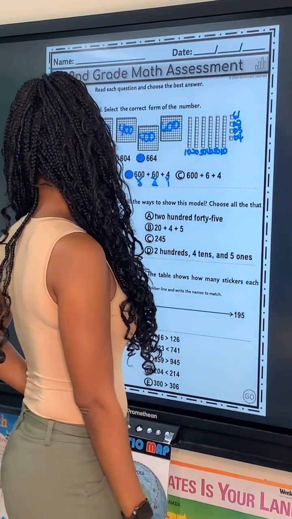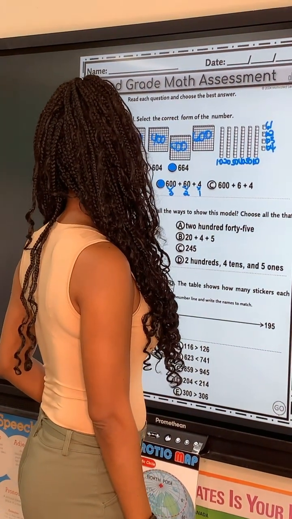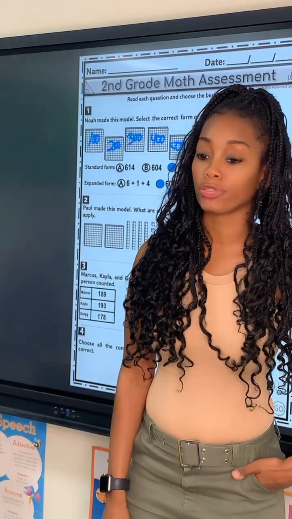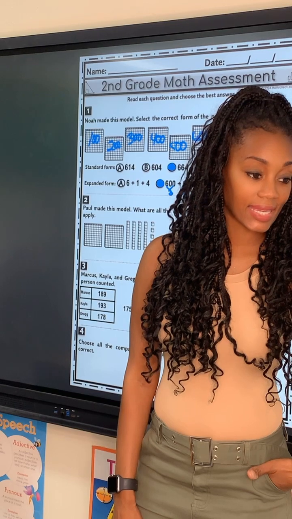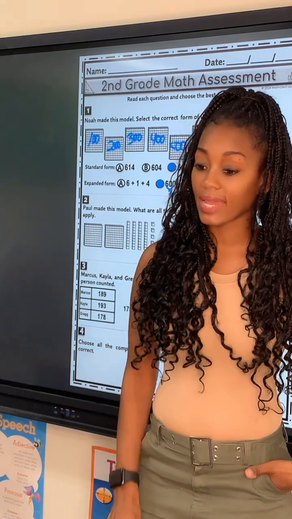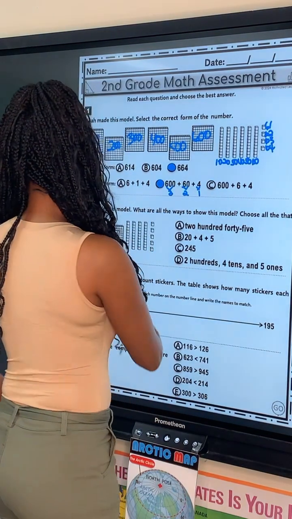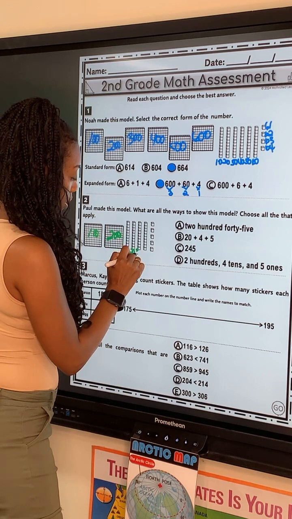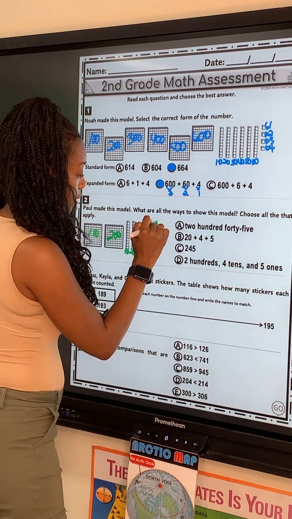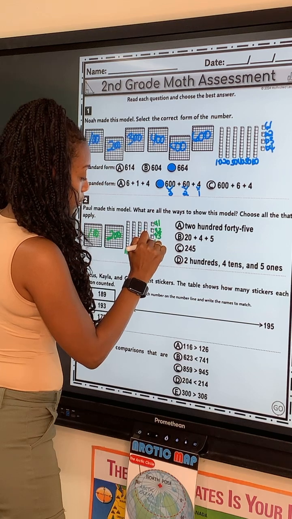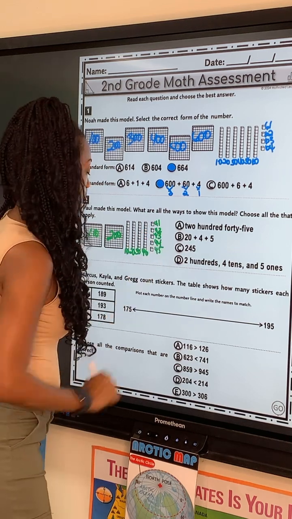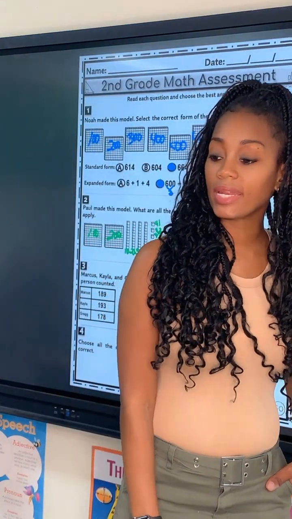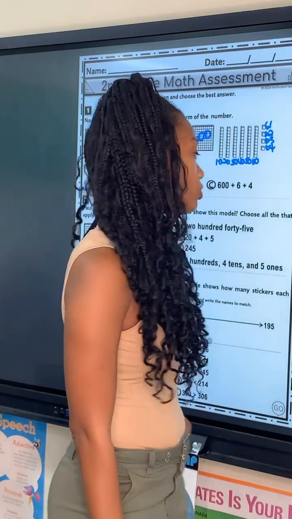Let's look at number 2. Paul made this model. What are all the ways to show this model? Choose all that apply. Typically when you see choose all that apply, that is an indication that there is more than one answer, okay? So we have 100, 200, 10, 20, 30, 40, 41, 42, 43, 44, 45. So altogether here we have 245.